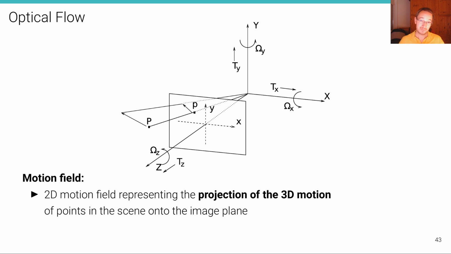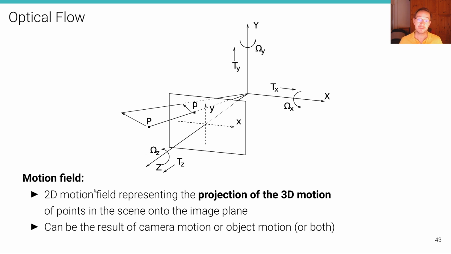When we consider optical flow, we have to distinguish the optical flow field from the motion field. So what are these two? The motion field is representing the projection of the actual 3D motion in the physical world. So for example, if we consider this 3D point here that moves from here to there in 3D space, its projection onto the image plane, little p, moves from here to there, and that's what's called the motion field. And this is what we are actually interested in.